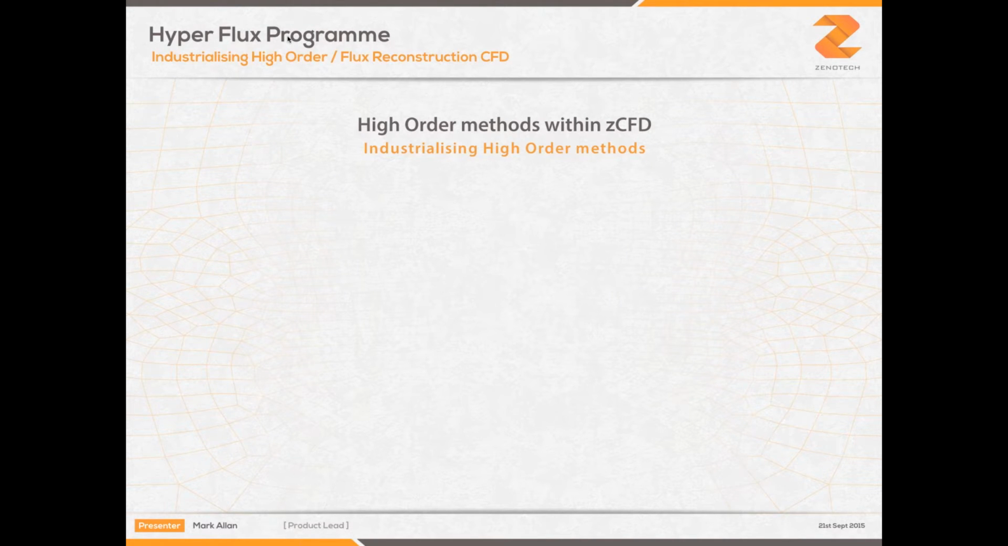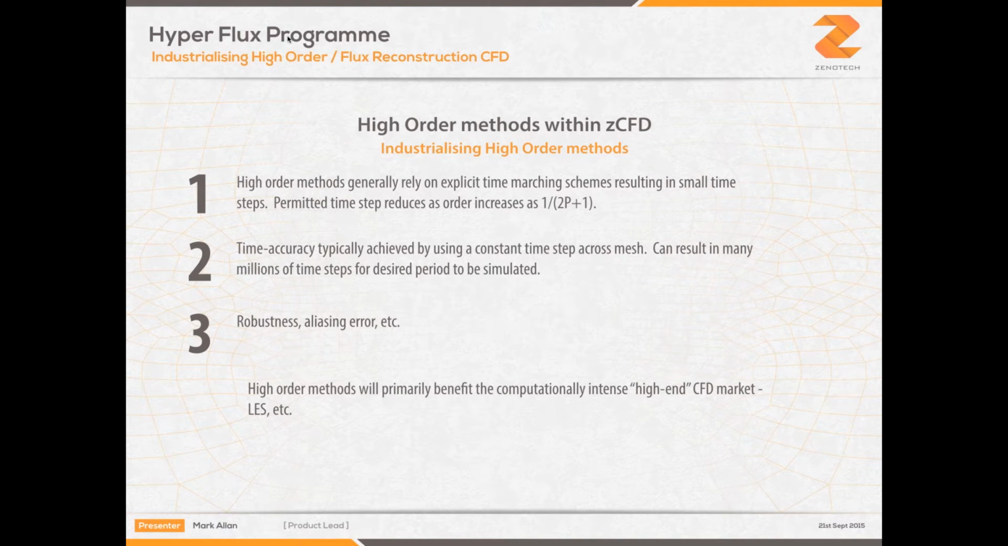With regard to industrializing these high order methods, there are a few issues that we wish to overcome. The first being that high order methods generally rely on explicit time stepping schemes, which result in small time steps due to stability limits. As you increase the polynomial order of the solution, your time step also reduces. Therefore, if we wish to run a time accurate simulation, then typically we would run with a constant time step across the mesh, and for a given simulation period, this can result in millions of time steps being required.